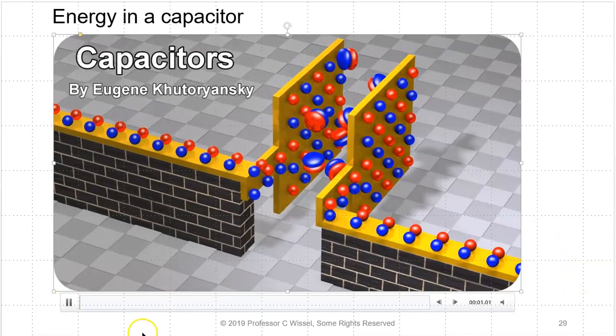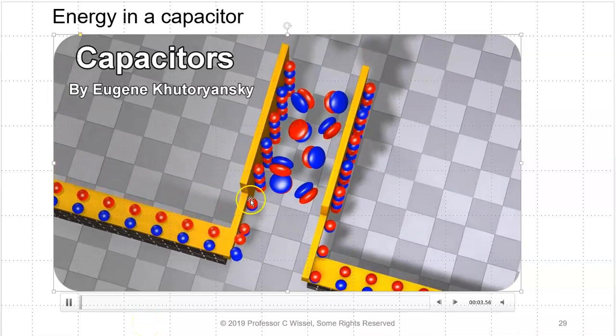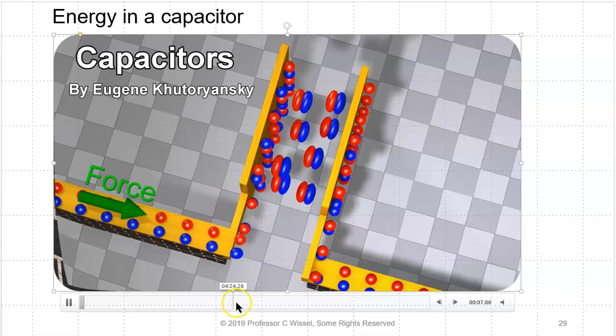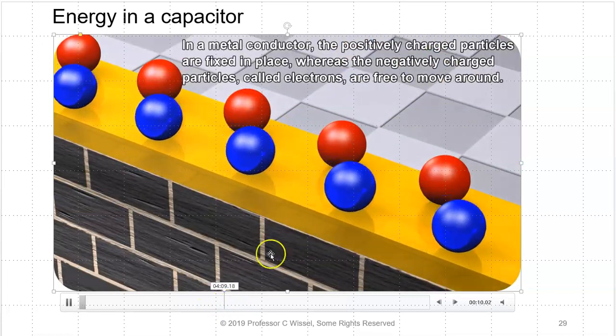Now I'll narrate this while it's going. This came off the internet, and here's the guy who obviously did this. Kind of cool. So this is a parallel plate capacitor. He demonstrates various things about parallel plate capacitor.